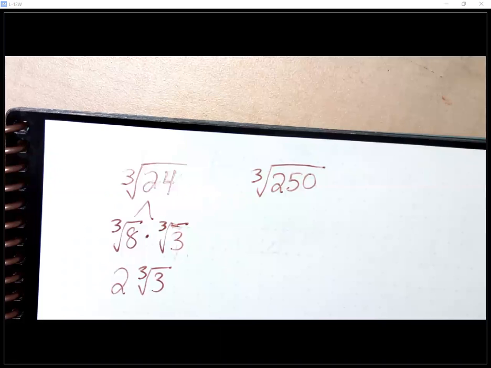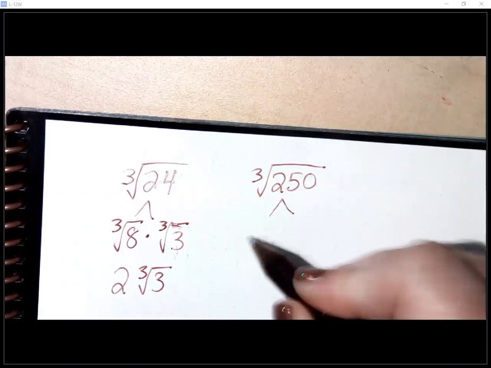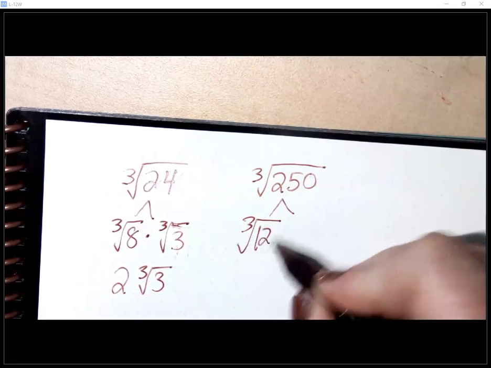So what's the largest perfect cube that goes into 250? 125. So this thing splits into the cube root of 125 times the cube root of 2.